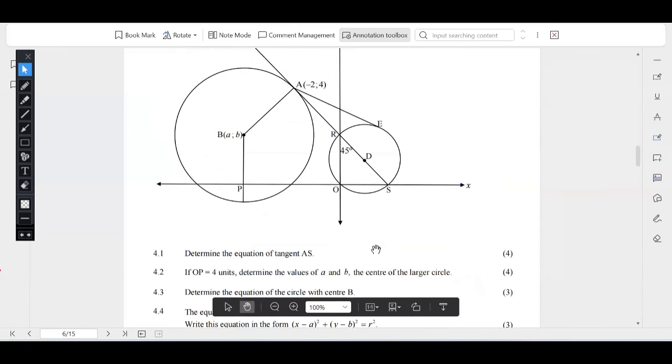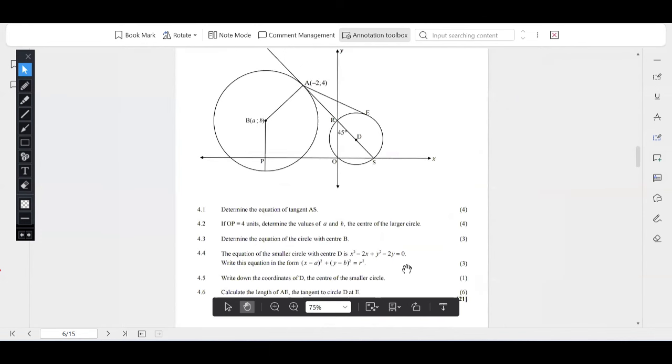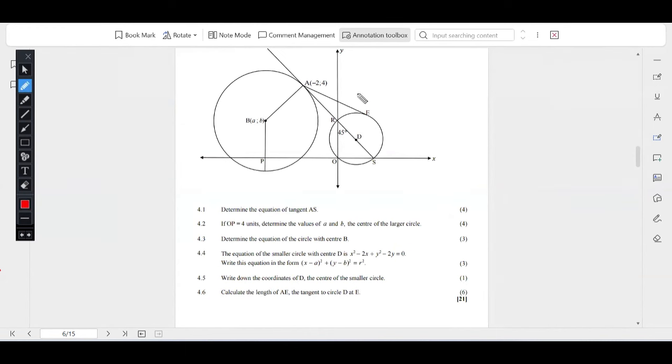Okay, AE. Well, let's try to minimize this. So AE is a tangent to D at E. So this is our AE, which is a tangent. Now we know that what could help us here is actually joining this. And then when we join this, we know that this is a radius, which is usually perpendicular to the tangent. So always radius perpendicular to tangent.